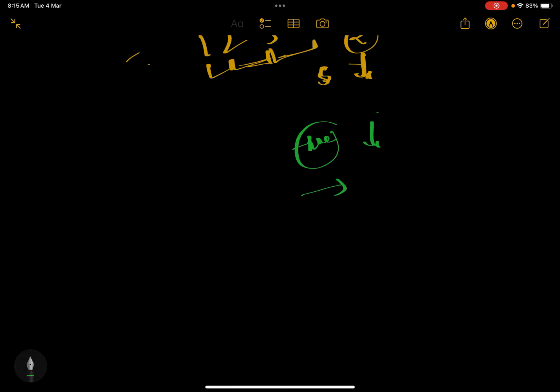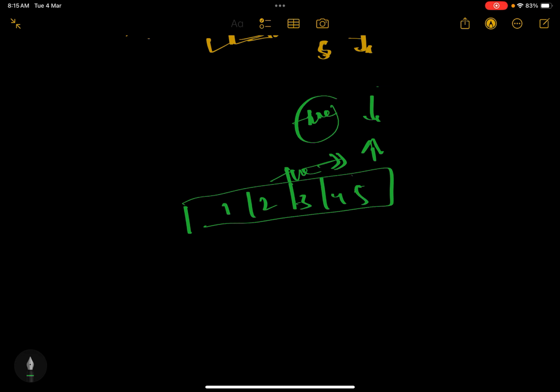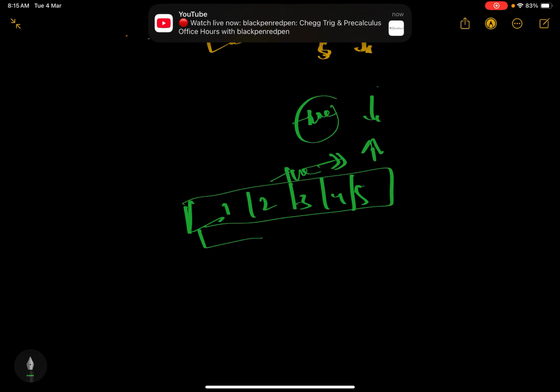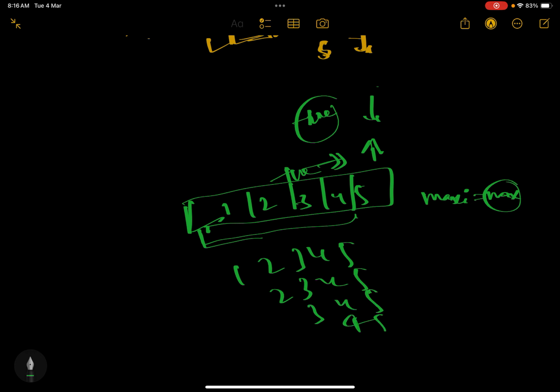If all are positive, it will always increase your sum. So the super brute force will be what? If an array is given, 1, 2, minus 3, 4, 5, the super brute force will generate all subarrays, take a maximum variable, and keep updating that max using the sums. Means first 1, 2, minus 3, 4, 5, then 2, minus 3, 4, 5, then minus 3, 4, 5, then 4, 5, and 5.